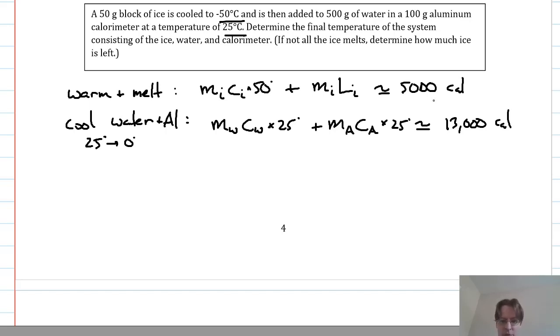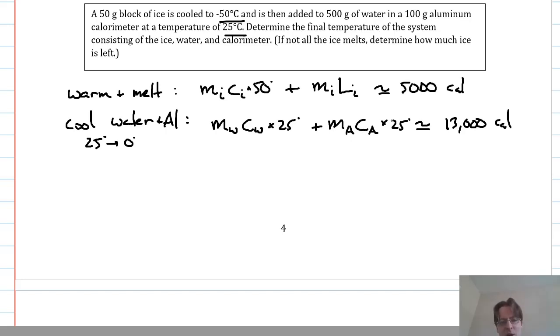Way more than enough, right? So what this means is when the super cold ice is put into contact with the water and aluminum, the aluminum gives a bunch of heat into the ice, and it only takes 5,000 to completely melt all that super cold ice.